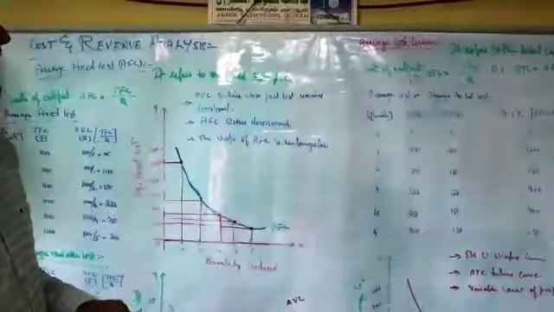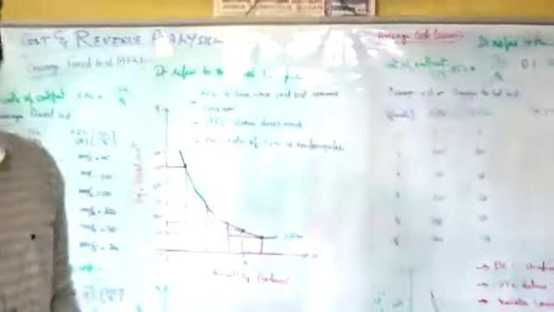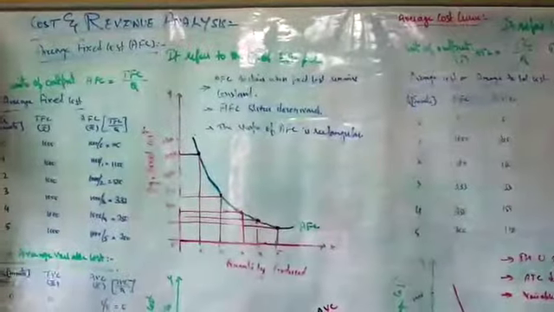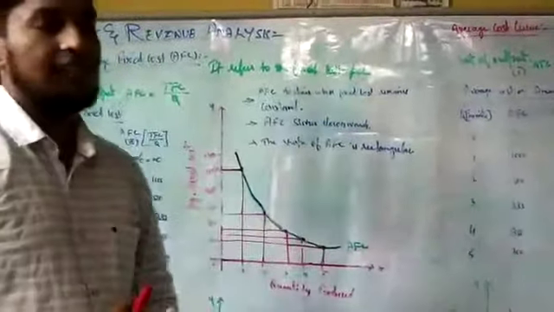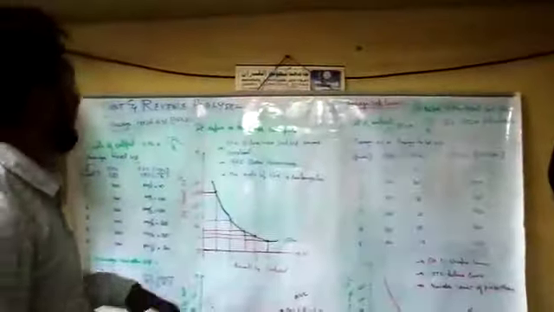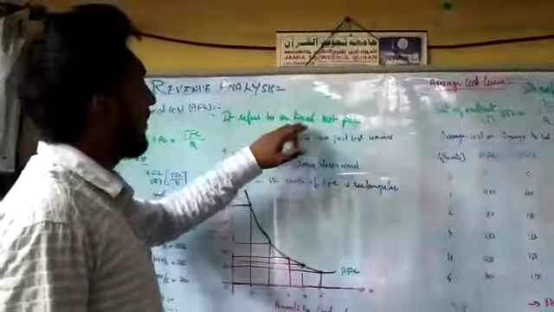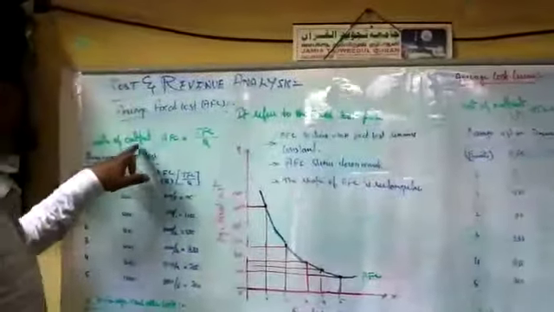We have seen the various types of cost and we have seen the short run cost. Now we'll see the average fixed cost, which is also known as AFC. In this we'll identify what average fixed cost is. It refers to the fixed cost per unit of output.